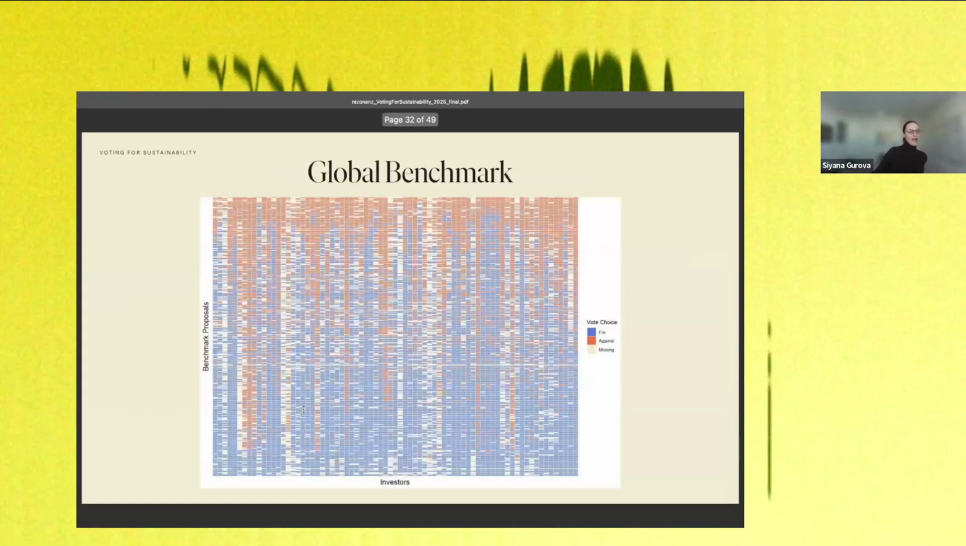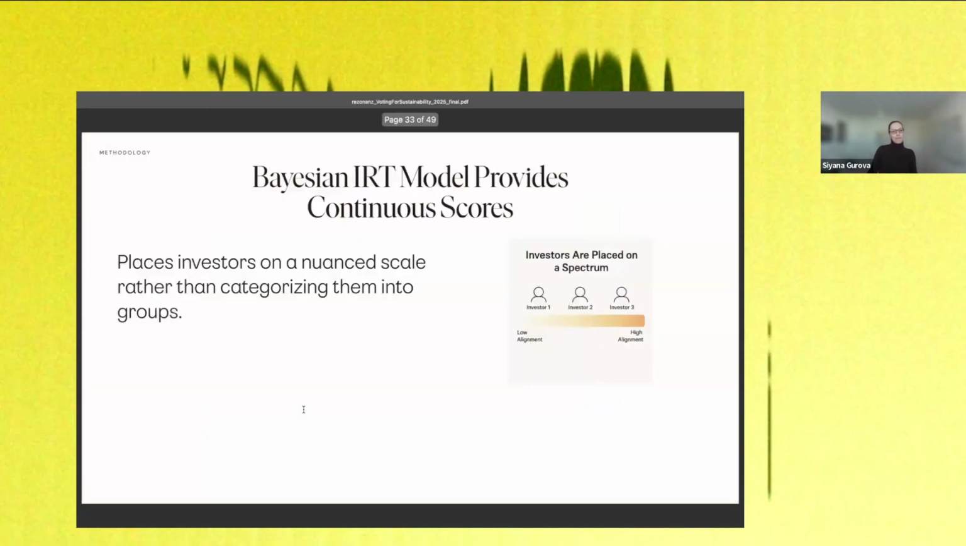Next slide, please. Yes, here is the same graph again, showing you how the data actually look before any modeling. Each column is an investor and each row is a proposal. Blue means for vote, red means against. And you can already see here some blocks and patterns, but it's still just a massive tangle of votes. What the model does is it helps us make sense of this complexity and translates it into a single measure of sustainability alignment.